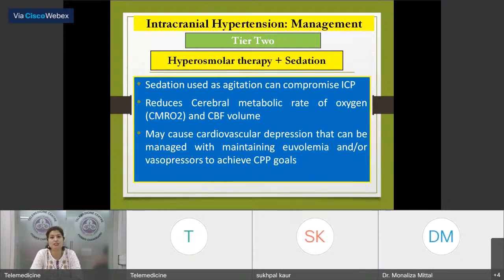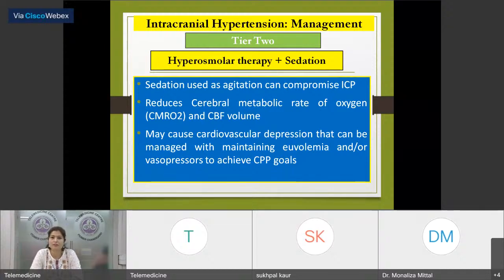In tier 2, we have to use sedation. Sedation can be used because we have to manage the agitation among the patients. It will help in reducing the cerebral metabolic rate of oxygen, and make sure that it does not cause cardiovascular depression, which can be easily maintained by giving proper fluid therapy to the patient. Yesterday also we discussed that circulation is very important.